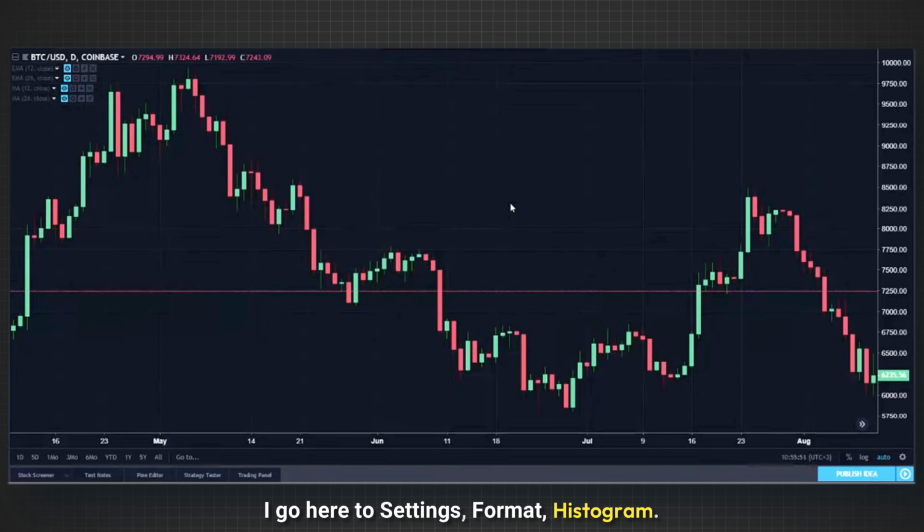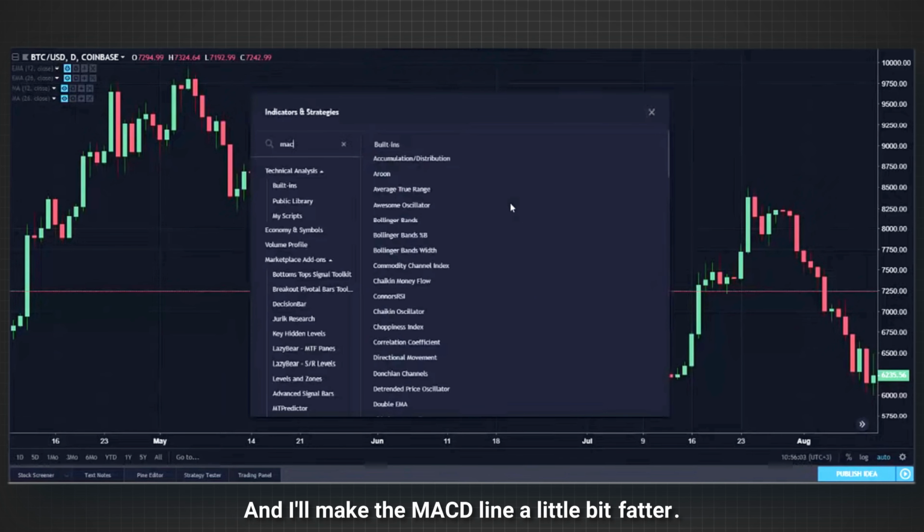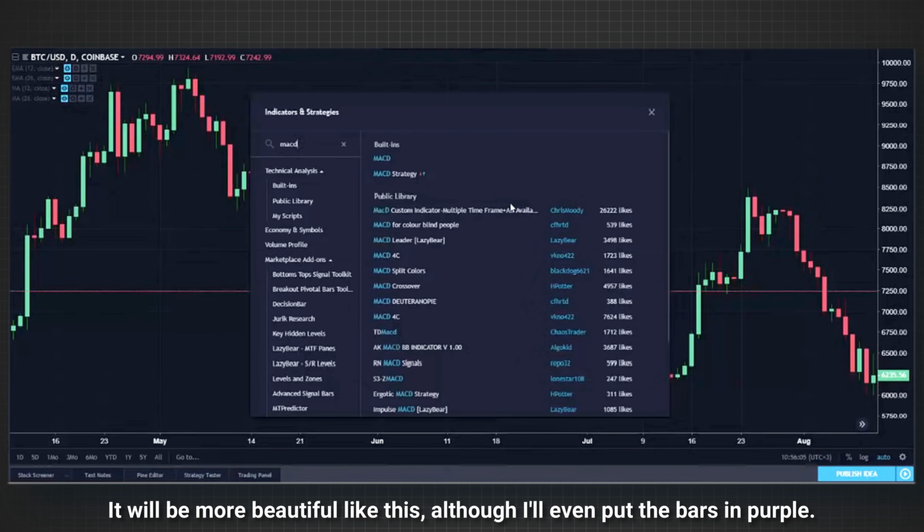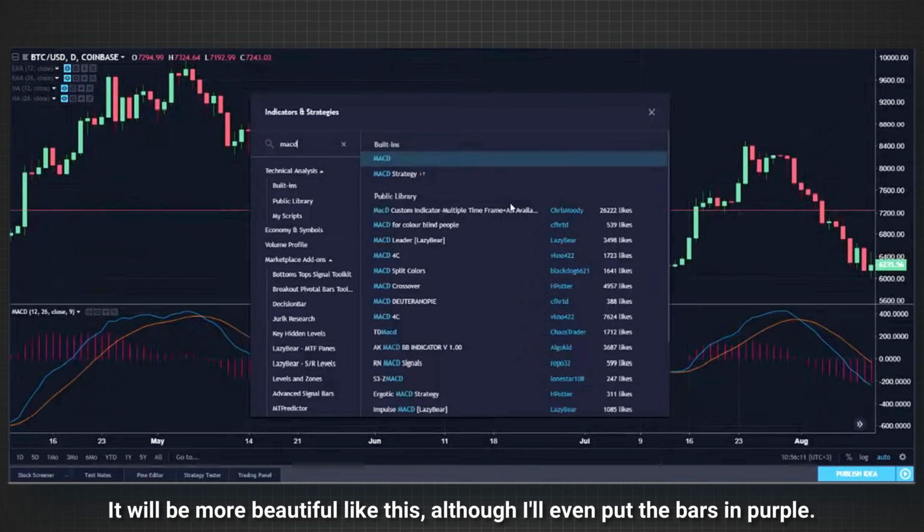I go here to Settings, Format, Histogram. I will present this one not as a histogram, but as columns. And I'll make the MACD line a little bit fatter. Well, maybe even like this. It will be more beautiful like this, although I'll even put the bars in purple.